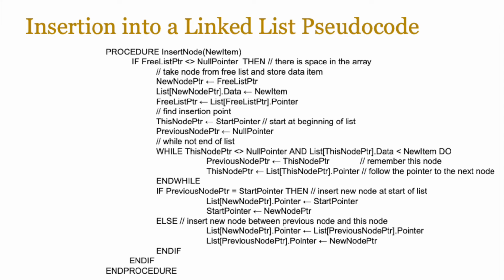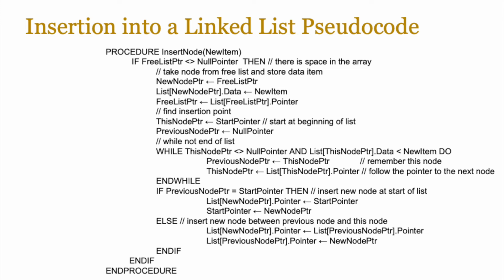So if the free list pointer is not equal to the null pointer, basically that indicates there is space in the array, because if the free list pointer is equal to the null pointer, then that means that there is no space available in that linked list. So we check that condition first, and then if it's not the null pointer, then the new node pointer is now going to be the free list pointer, because that's the place where we're going to insert the value. And in that pointer, in the data part, we insert the new item.